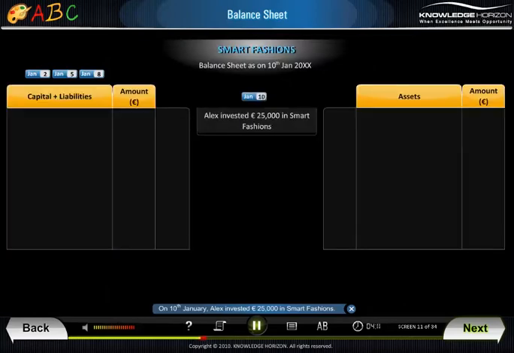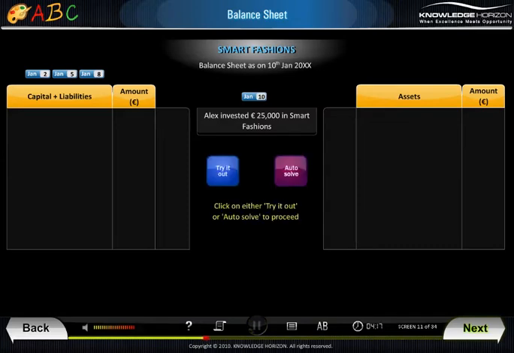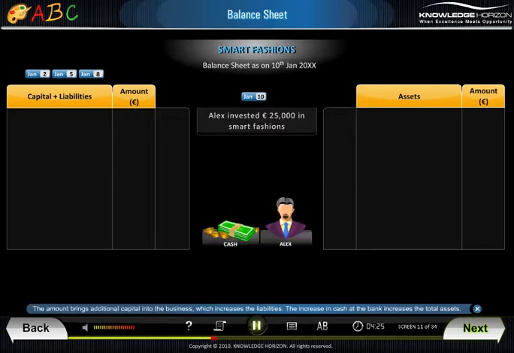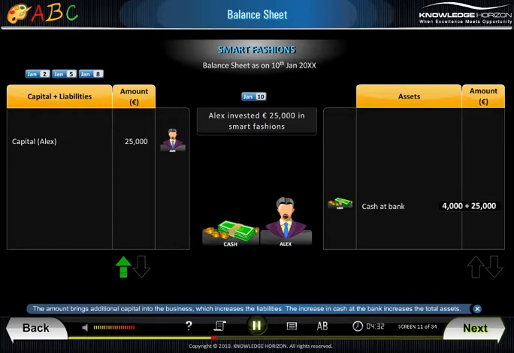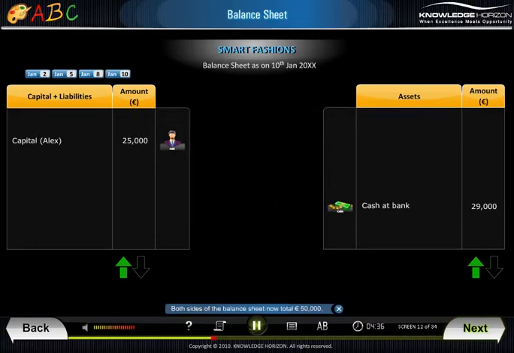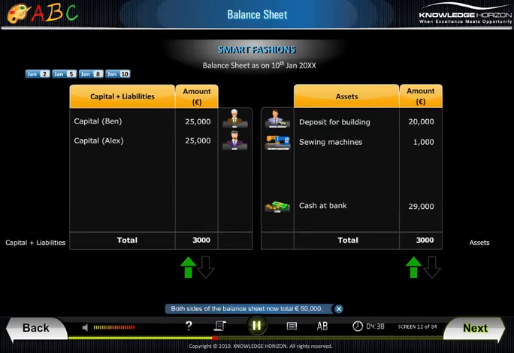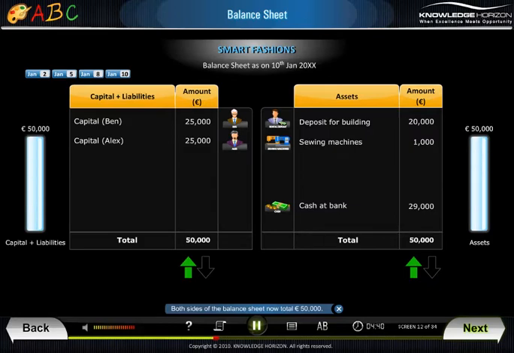On 10th January, Alex invested €25,000 in Smart Fashions. Click on either Try It Out or Auto-Solve to proceed. The amount brings additional capital into the business, which increases the liabilities. The increase in cash at the bank increases the total assets. Both sides of the balance sheet now total €50,000.